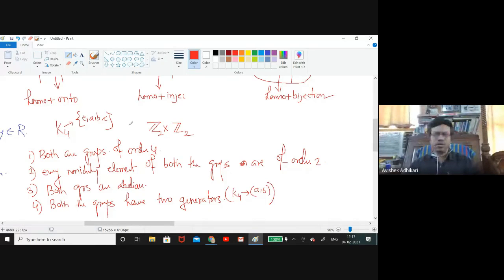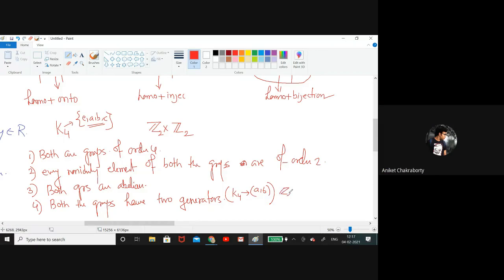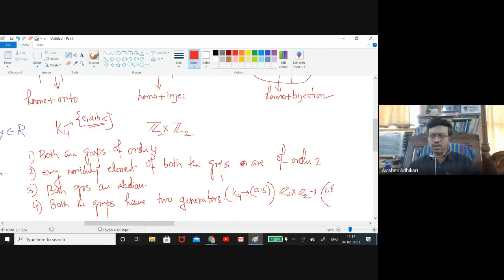I'm sure that you all know the interpretation and the Cayley table for this K4. With respect to that, take any pair of elements. So the order of A equals 2, the order of B equals 2, and similarly in Z2 cross Z2, what could the generators be? 1,0 and 0,1.